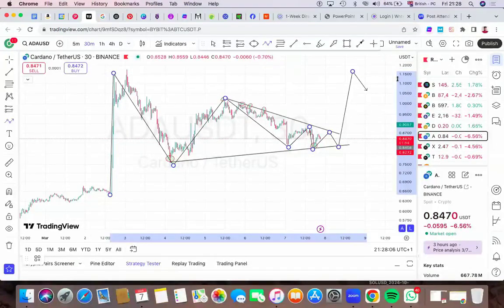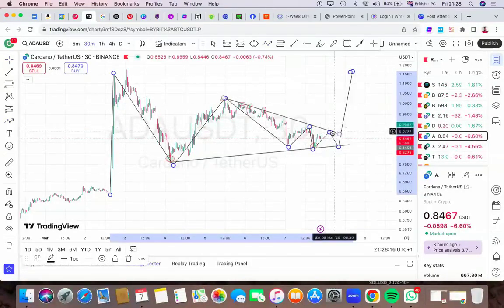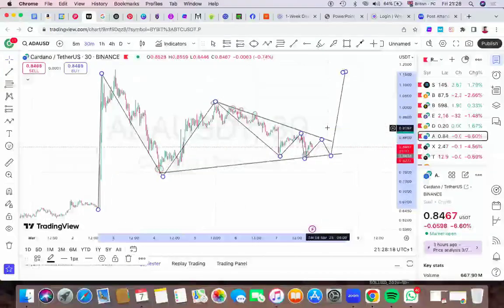So now, what do you want to do as an intelligent trader? You want to place your trade. If you want to trade this using a symmetrical triangle, you want to wait for confirmation around here.